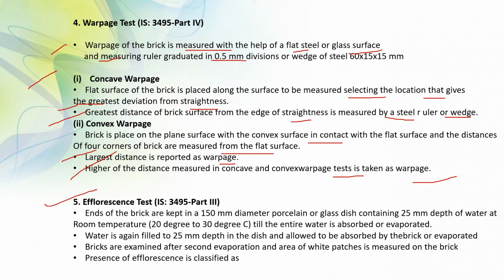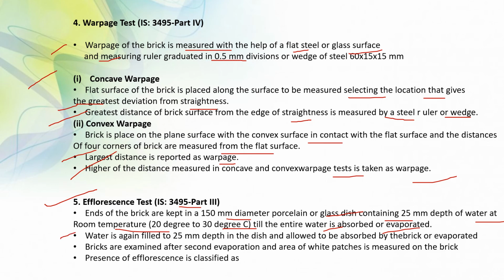Next, efflorescence test, IS 3495 Part 6. Ends of the brick are kept in a 150 millimeter diameter glass dish containing 25 millimeter depth of water at room temperature, 20 to 30 degrees Celsius, till the entire water is absorbed or evaporated.